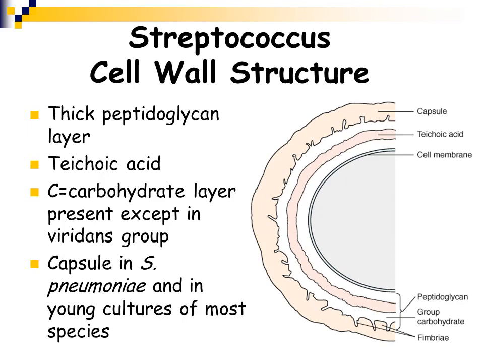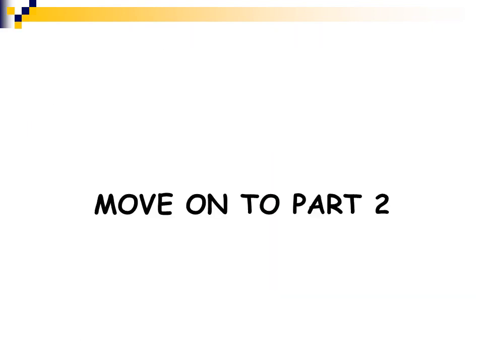And Streptococcus pneumoniae, a specific species of strep, does produce a capsule. And so that is one of the features, virulence factors of Streptococcus pneumoniae, that we will discuss when we talk about that organism. So this is the end of the first part of 4 parts of the Streptococcus lecture.